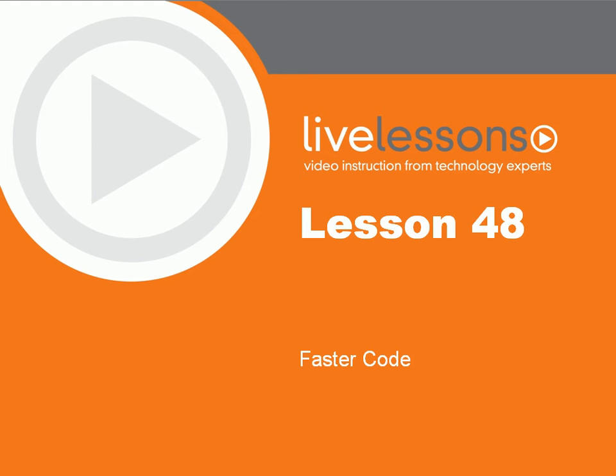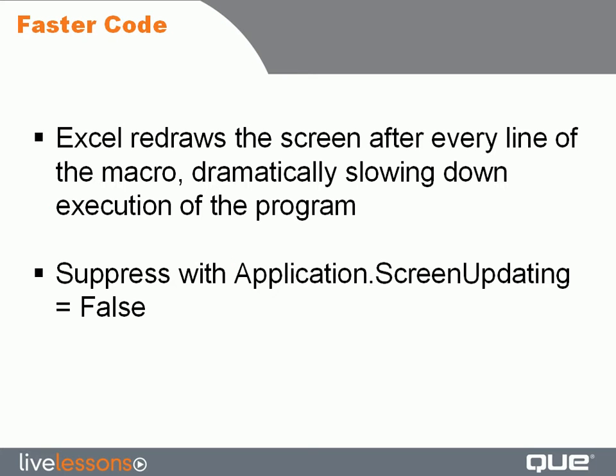Lesson 48, Faster Code. When you run an Excel macro, one of the things that takes the longest is for Excel to continually have to redraw the screen after every line of the macro. Particularly if you're selecting cells, which you shouldn't be selecting cells that often, but if you're selecting cells, Excel has to redraw the screen, and it just takes forever for Excel to redraw it. If you turn off the screen updating, you in many times can shave seconds, maybe sometimes 30–40% off the processing time of your macro. Let's get started.